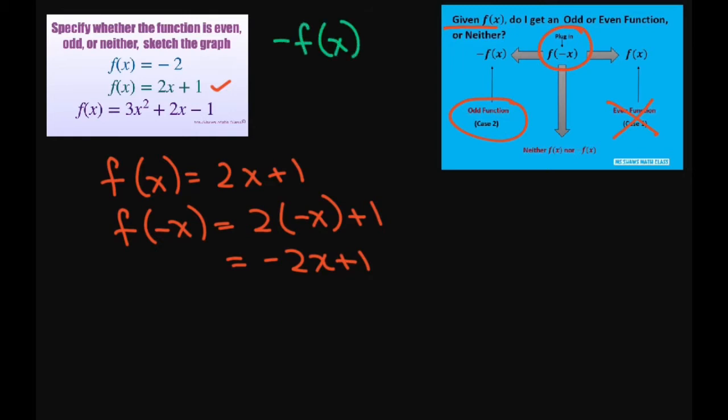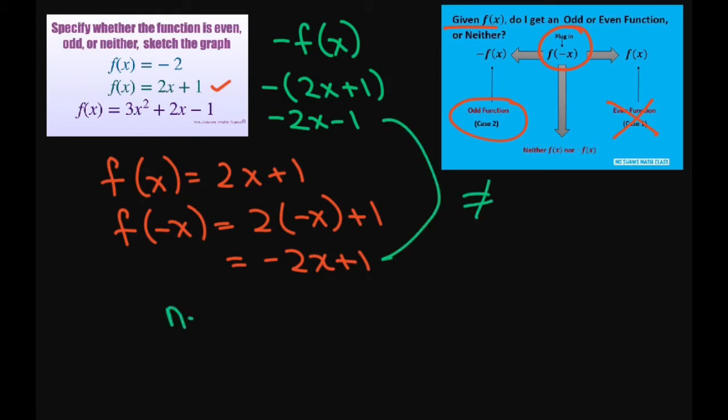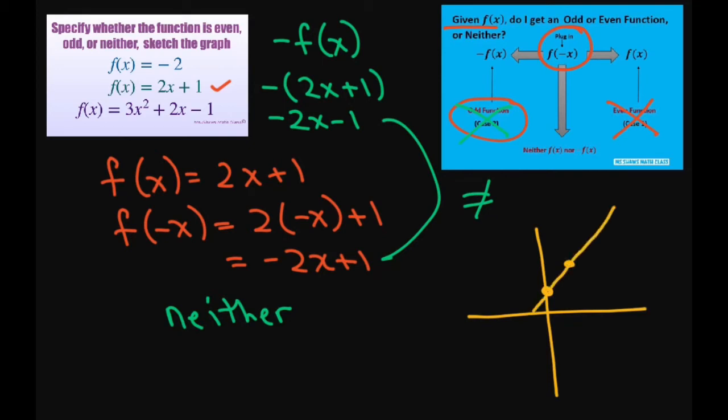Well, -f of x is -(2x plus 1), so that's -2x minus 1. So these two do not equal either. So this is neither. And if you do a little sketch here, the y-intercept is 1, slope is 2. So here it is. It is not symmetric to the y-axis. That would make it even. And it's not odd. Odd means symmetric to the origin. It's not symmetric to the origin. So that's why it's neither.